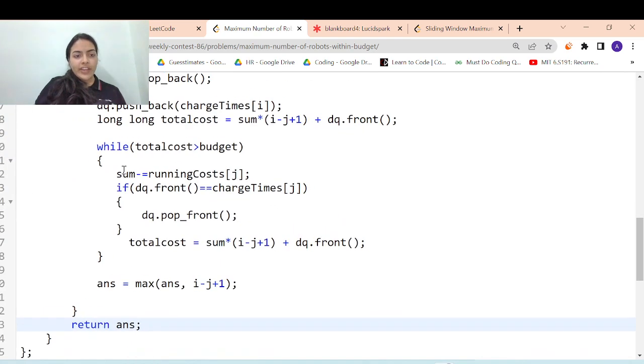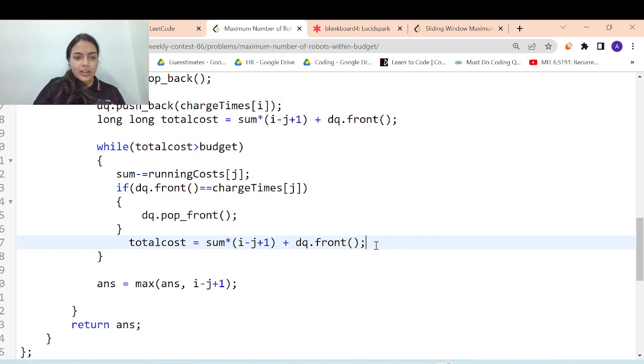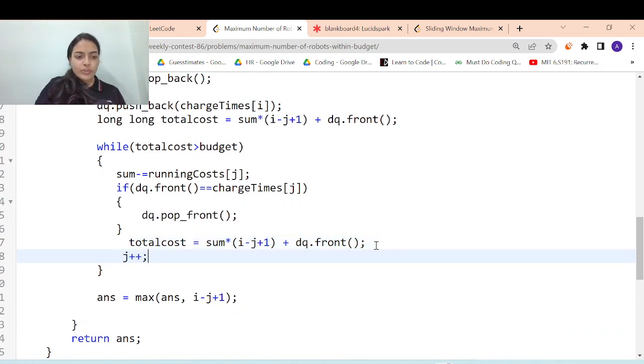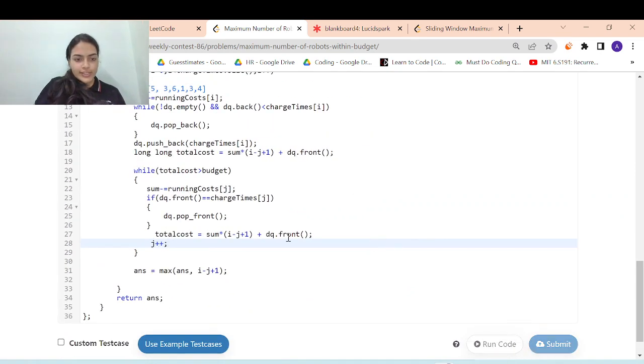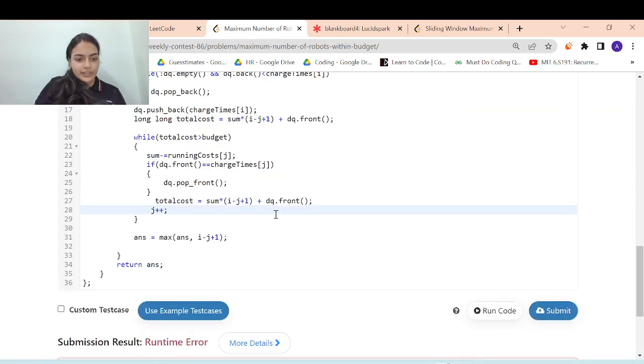The thing we have done wrong is we have never incremented our J pointer. That is the problem. So here after you do this, you also have to increment your J pointer. Now let's run the code and see if it's working. It's working fine. Let's submit and see.